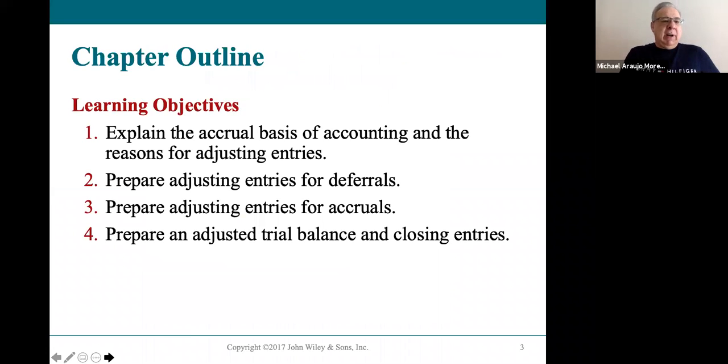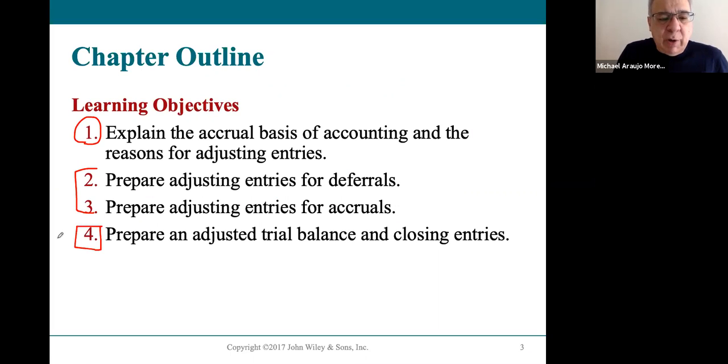Chapter four starts off with really more explanations of some generally accepted accounting principles that we're going to be focused on today. And then it goes on to doing some interesting accounting and then a whole bunch of accounting. Most of the work that we're going to be doing in chapter four is going to be on that in the very last objective. So be prepared. And this is a ton of work.